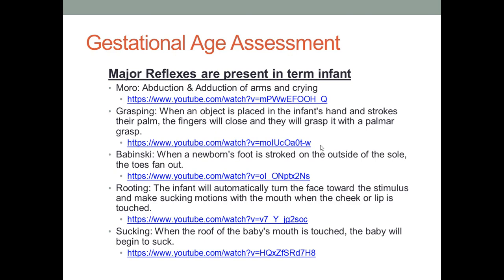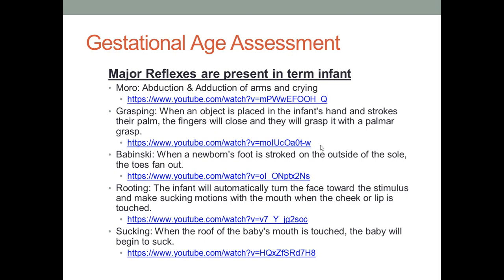Other things that we look for in the babies to see how far along they are gestationally, and we went over these in the other PowerPoint, is the Moro reflex, also called the startle reflex. This is when the baby is laying in the bassinet and you walk by and accidentally kick your foot into the wheel, and the baby gets startled and their arms and legs go out, they cry, and then they bring their arms back into a flexed position again.